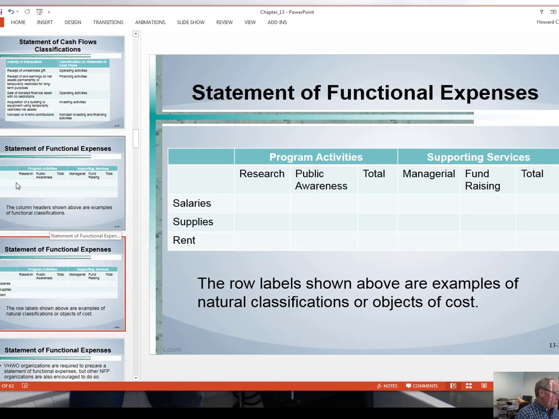There are also functional expenses. This is a big thing for not-for-profits, and notice the categories here: supporting activities and program activities. That's a big difference from financial reporting. People that contribute money want to see most of the funds go to program activities, and as little as possible to fundraising and administration. We'll also look at some of the ratios and performance measures, really looking at those ratios.